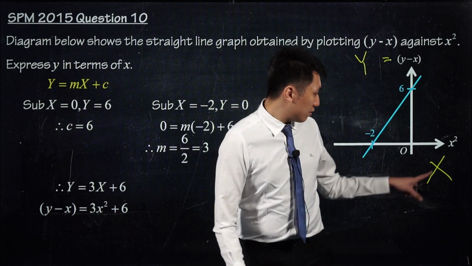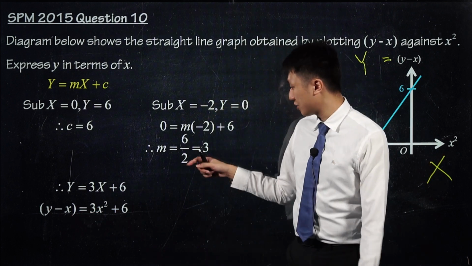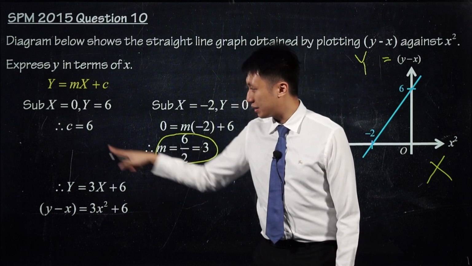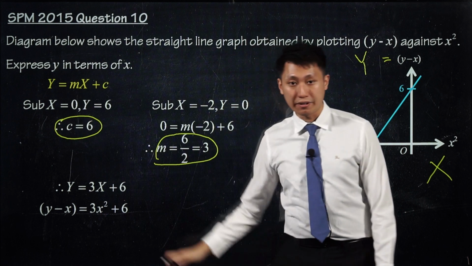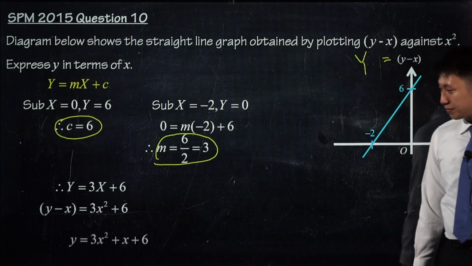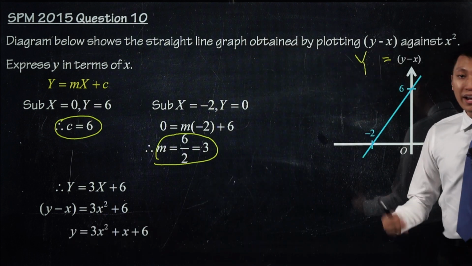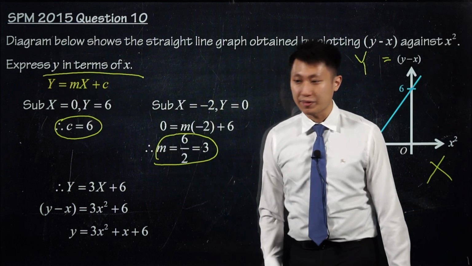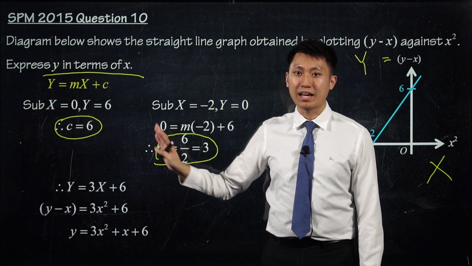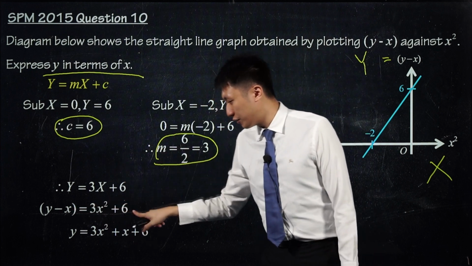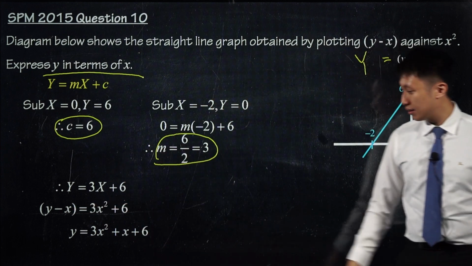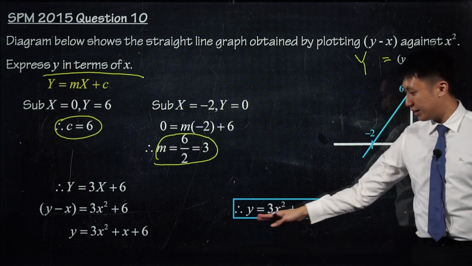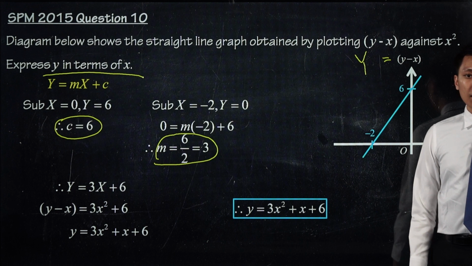3x squared, okay? 3 is here. M is here. 3x squared plus 6, 6 is here. Okay? Then you get this one. Then that's your linear form. Okay? Express y in terms of x. Now it specifically asks you to express y in terms of x. So left hand side only can have y. So you gotta move the x over to the other side and become plus. Okay? Then this is your answer. Okay? There is no ambiguity here. This is your answer. Okay?